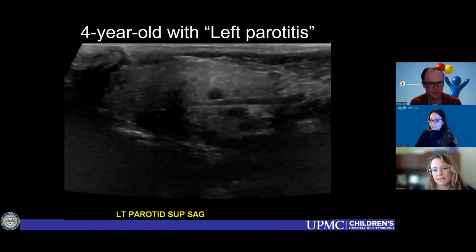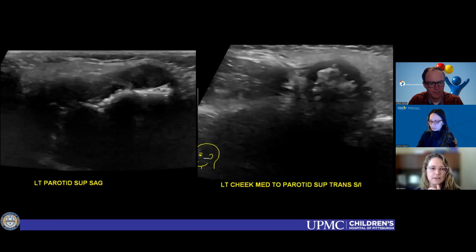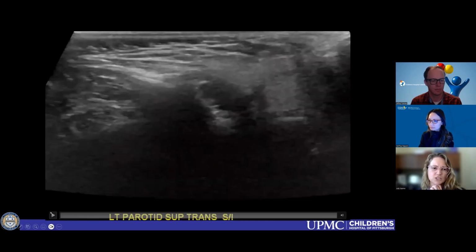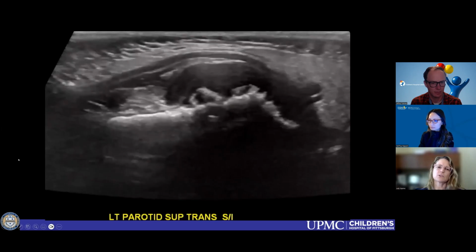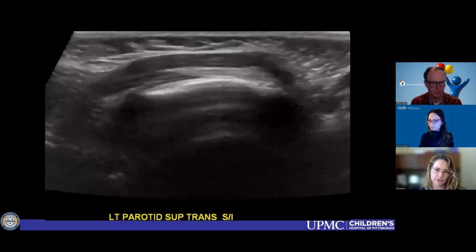Okay, this is my last case. Actually, I have 2 more cases. So this was a patient who was sent to us from the ED, a 4-year-old with left parotitis as the indication. And you can see this left parotid gland looks pretty normal, nice and homogeneous. There are a few little lymph nodes inside of it. But then as you go inferiorly, there's some sort of weird calcification or something going on over that cheek region. So here we're going superior to inferior in the transverse plane.